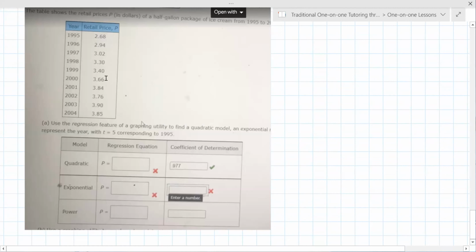All right, so year is typically T or time, but it tells you that T equals 5 corresponds to 1995. So I would encourage you to either rewrite them somewhere, 5, 6, all the way up to whatever it is, and just not do that. So you're going to want to grab your calculator, and we're going to do each of these regressions.